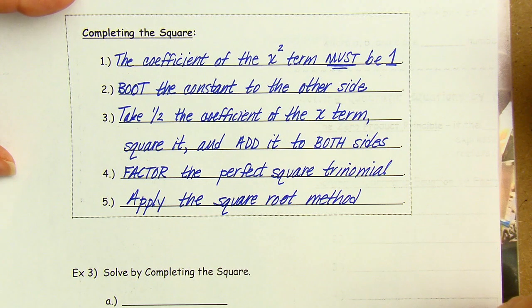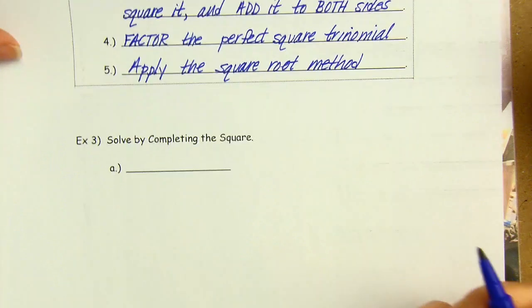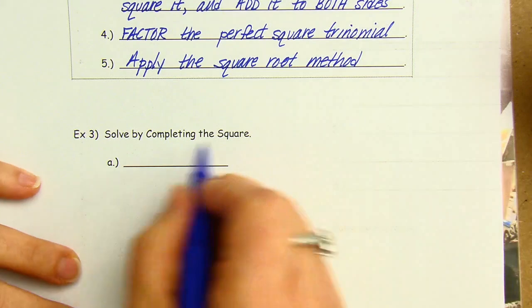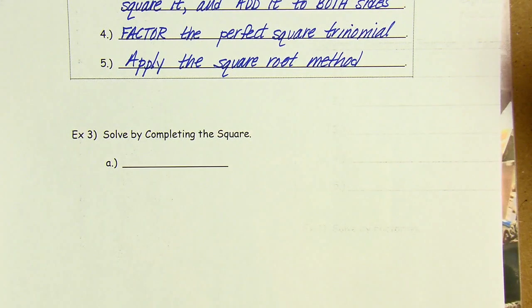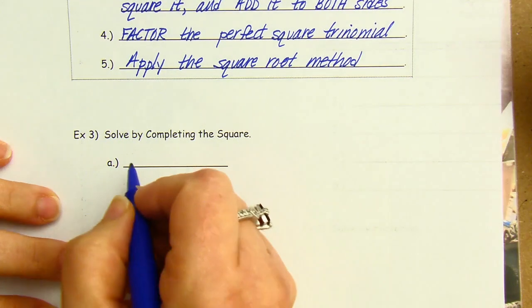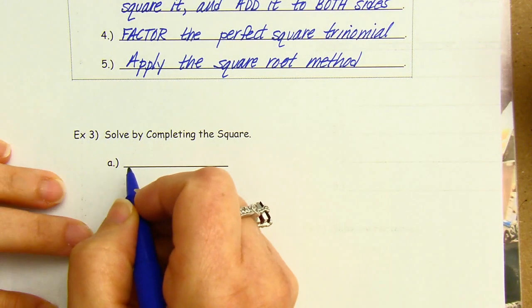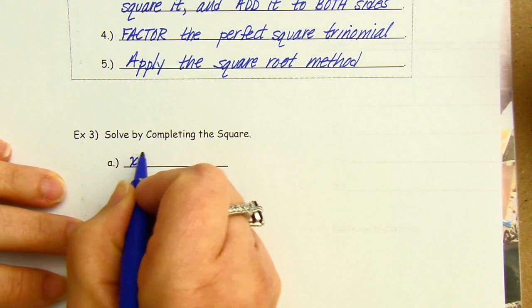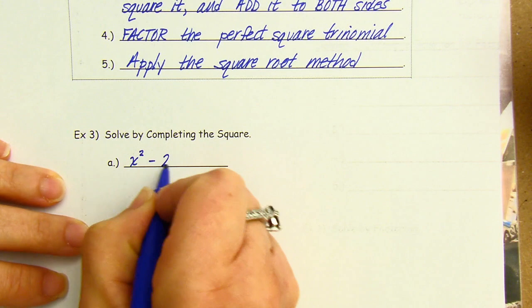Alright, so our first example in this section. It says solve by completing the square. Again, read the directions. If it says you have to use one method over another, then you must use that method. Now, complete the square is beautiful because you can use it with any polynomial. And I believe, no, scratch that, I don't believe.